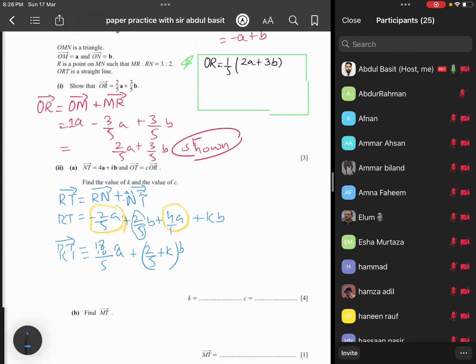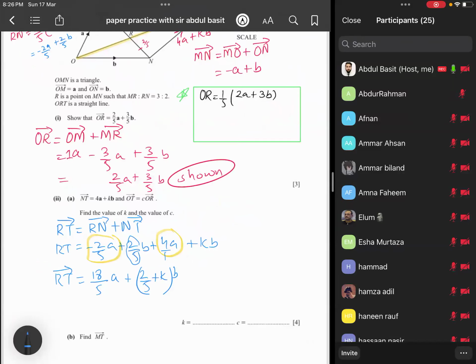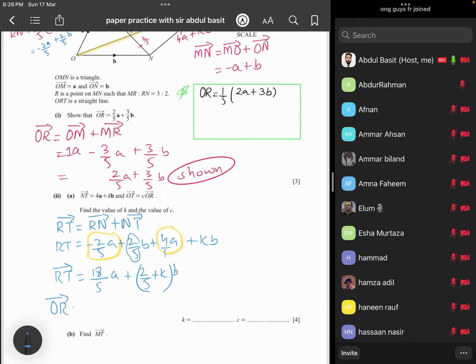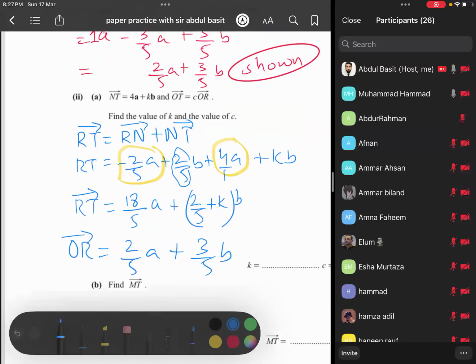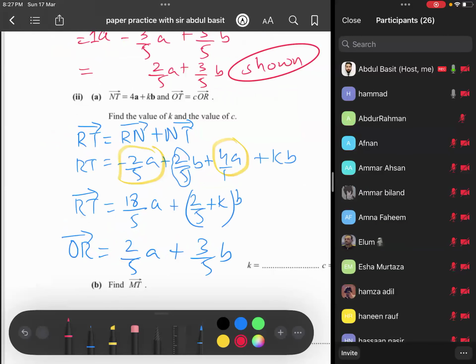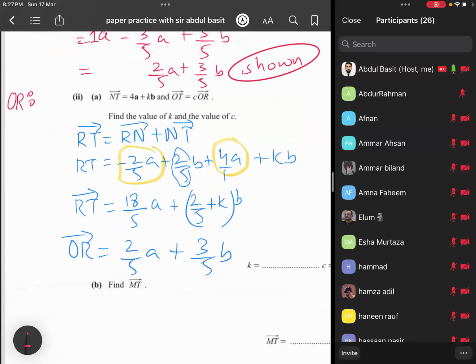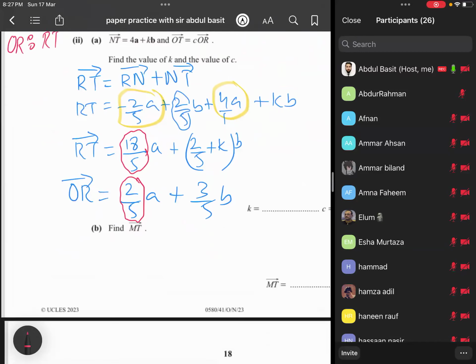यस और नो। अब आर टी आ चुका है। ओके, ओ आर भी हमारे पास मौजूद है। ओ आर इज व्हाट? O to R is 2 by 5A and 2 by 5A and that is 3 by 5B. Okay, Ahmad, look at the comparison, please. O to R ratio R to T. But I can see that it is 18 by 5 and it is 2 by 5. Yes or no? Yes, sir.